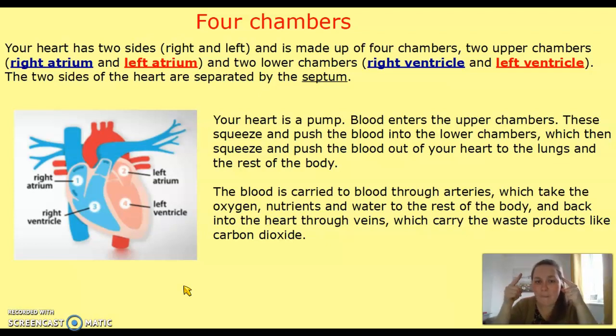So your heart pumps, as I said before. Blood enters in the upper chambers, the atria, and they squeeze. It's always a squeezing, pumping motion. It pushes the blood into the lower chambers, and then that gets squeezed and pushed out of your heart to the lungs and the rest of the body. And you have a valve, where you can see my fingers, which closes or opens and controls the blood flow between the two sections.